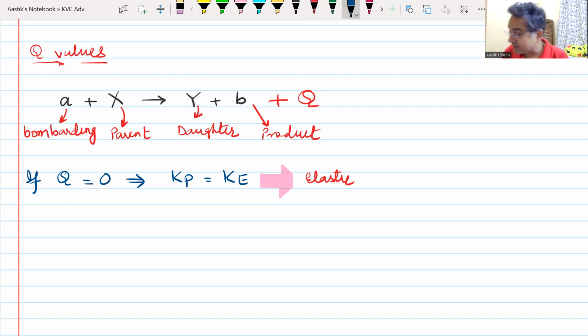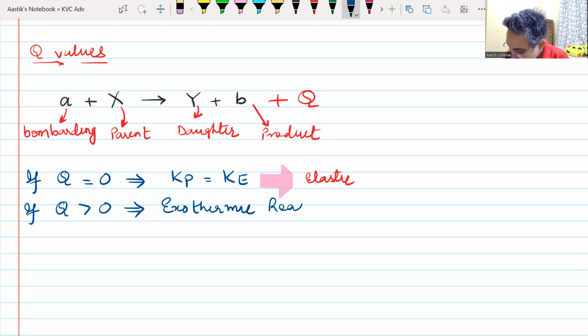Let us move on to the second case. If the value of Q is greater than 0, that means Q is positive, it's an exothermic reaction. Energy is given out.